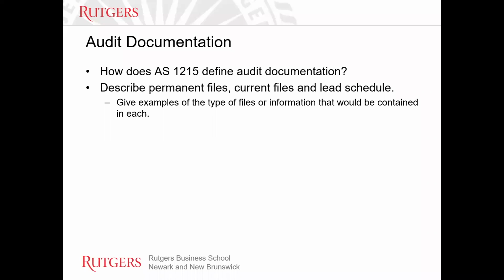The current file is going to include this audit year's engagement letter, their client acceptance or continuance documentation, any staff notes. This is where this year's audit plan is, any conclusions, preliminary analytical procedures, all that stuff would be in the current file. But things like bylaws, org charts, contracts, things that don't change from year to year, are going to be in the permanent file.